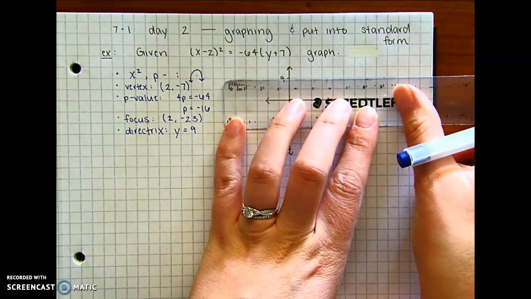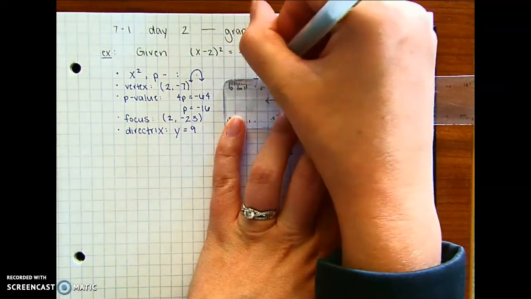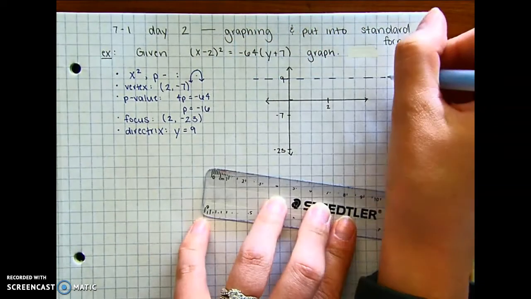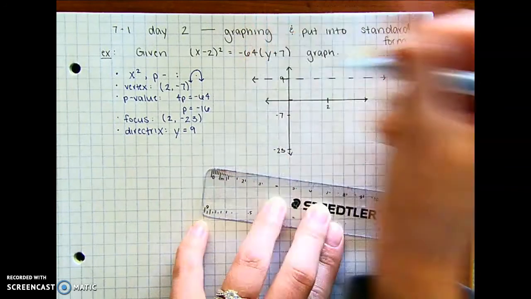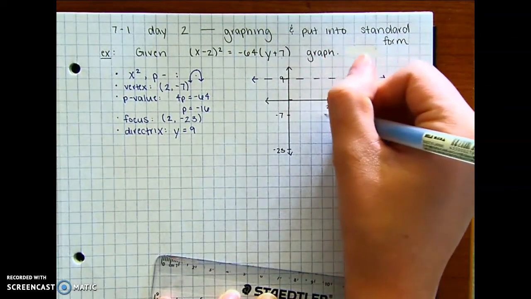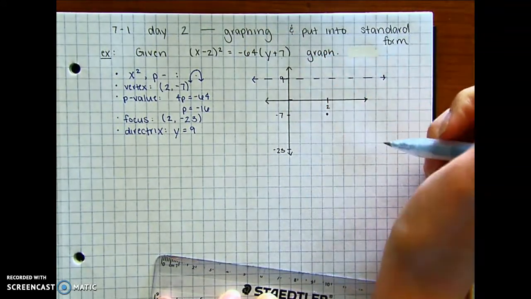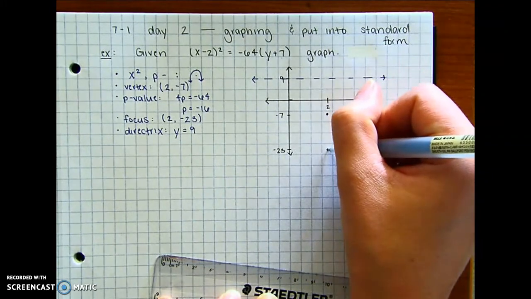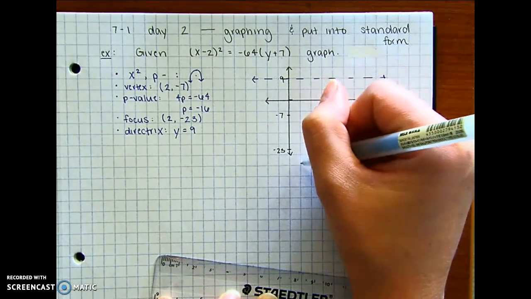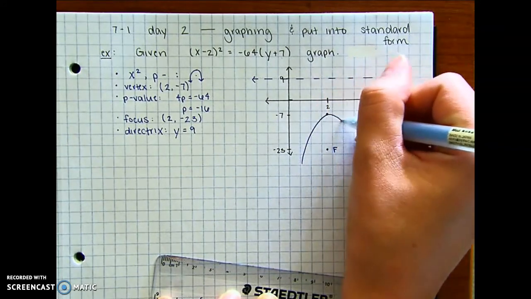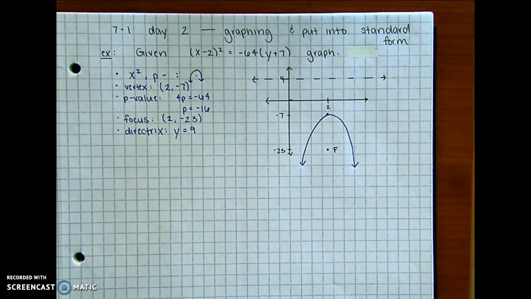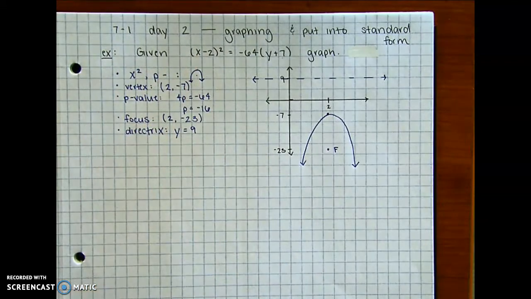So directrix is going to be a horizontal line, y equals 9. The vertex is at (2, negative 7), and then the focus is at (2, negative 23). And then I'm just going to make a parabola opening down towards that focus point. And there you have it. So there's one type of problem where it's graphing from standard form.